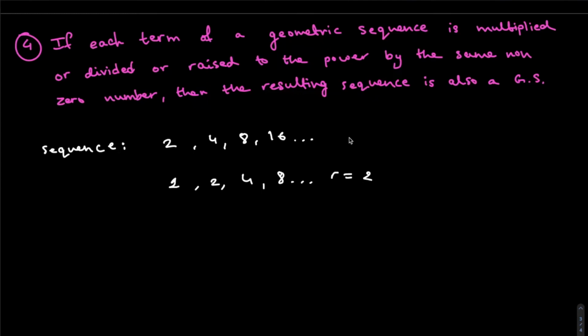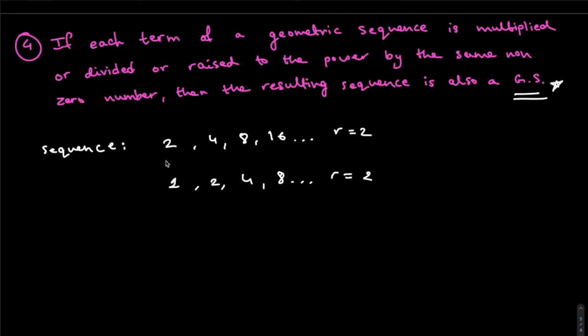Now, note that in this case, the common ratio is 2, but it doesn't mean the common ratio will always be 2. Just remember that. It might even be 3, it might be 4, but it will remain a geometric sequence. That's the key to remember. This is the key.